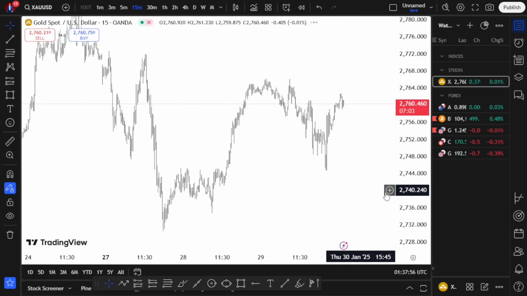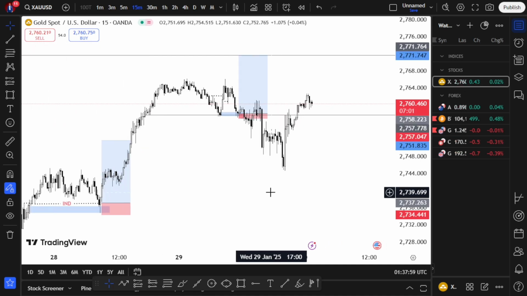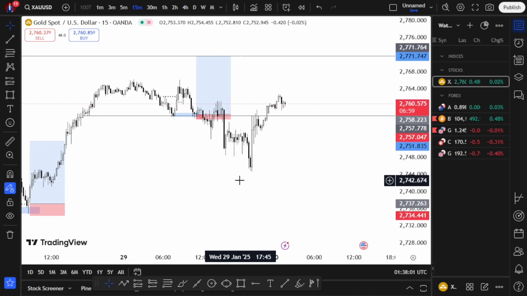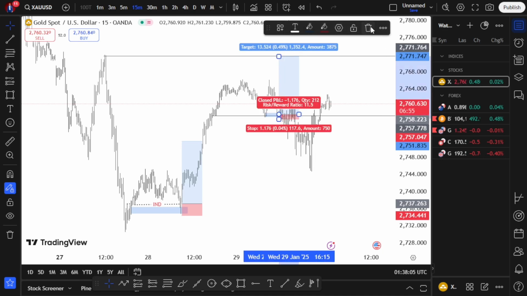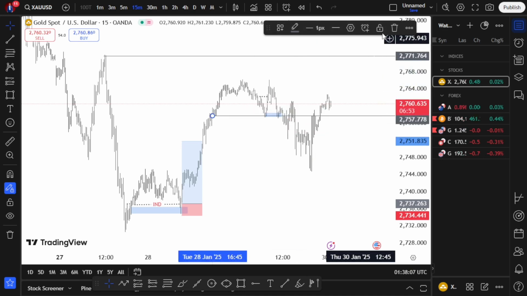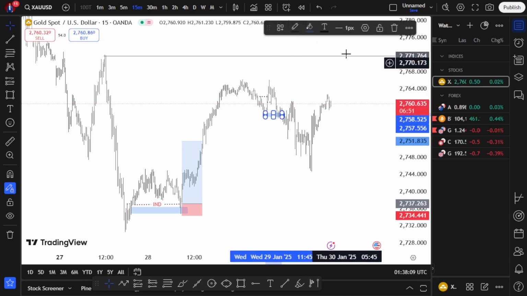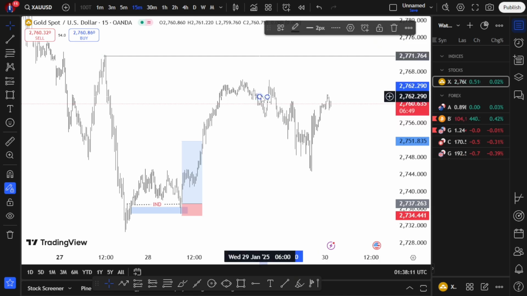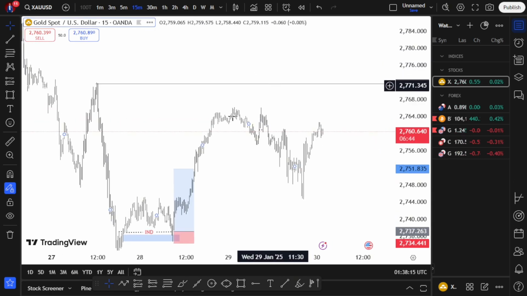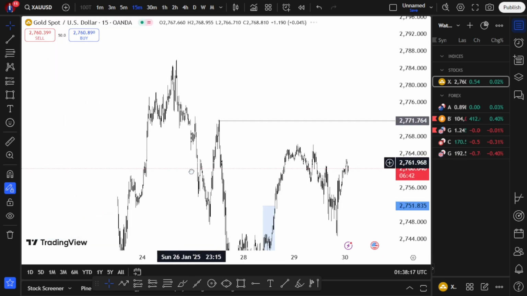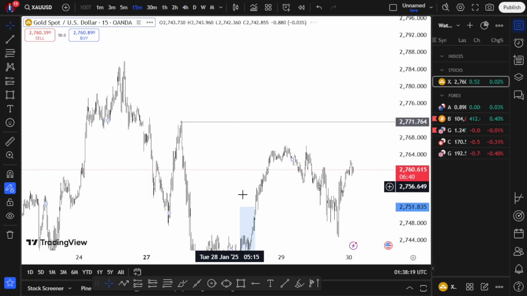Now let's look at the gold. Gold is gonna buy today. So I'm still gonna try to look for buys because there's still liquidity resting above that area and above too. So it has to be taken out.